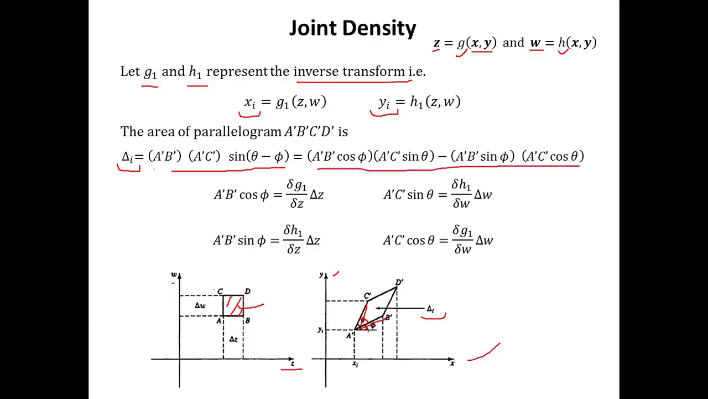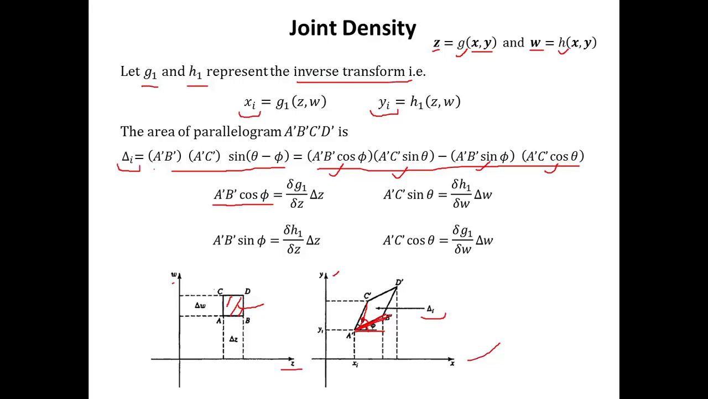Now this expression contains four terms: A'B' cos phi, A'C' sine theta, A'B' sine phi, and A'C' cos theta. Let us consider the first term, A'B' cos phi. This is the line A'B', and if we take A'B' cos phi, actually we are taking the projection of this line along the x-axis.